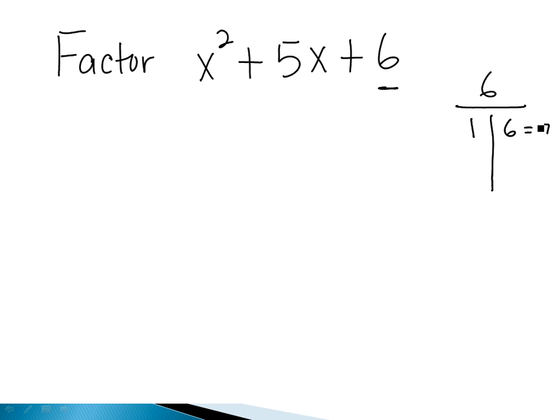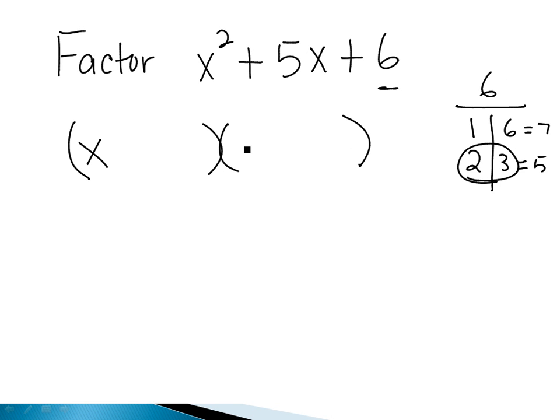Okay, so that's not it. Try 2 and 3. 2 times 3 is 6, but when you add them together, you do get the 5 that you need. Therefore, the factors are x and x again, because x times x gives us this x squared. Then we put the positive 2 and the positive 3 that we found.